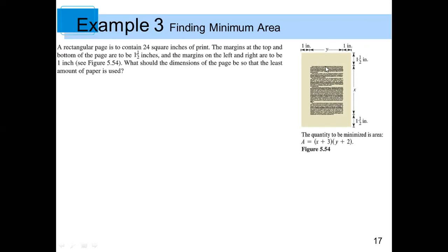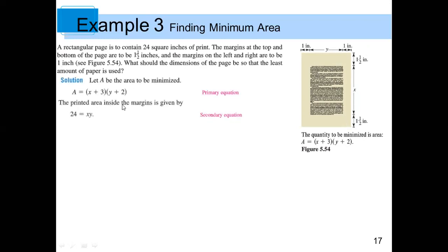So x and y are the dimensions of the printed area, because I know the printed area is 24 square inches, so I could do x times y equals 24. All right. The area that I want to minimize is going to be x plus 3 times y plus 2. It's the dimensions of the printed area plus the margins for each side. Okay, so that's my primary equation.